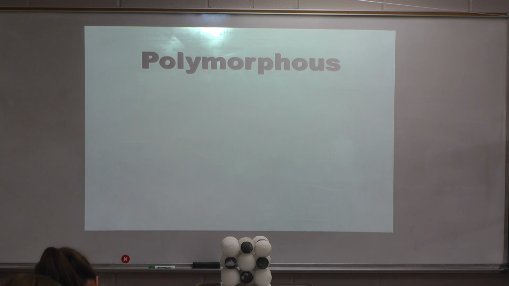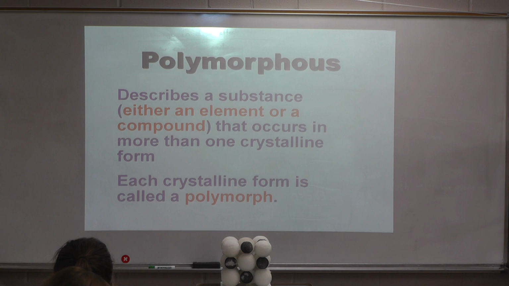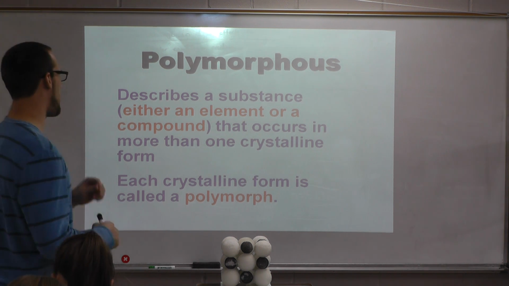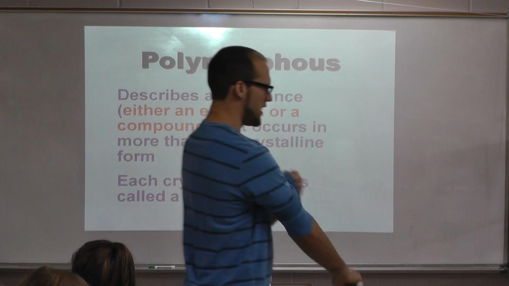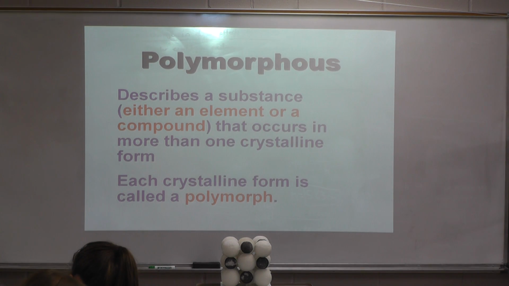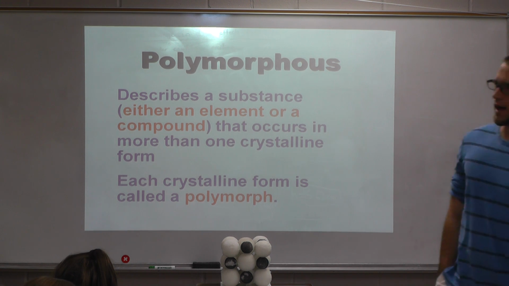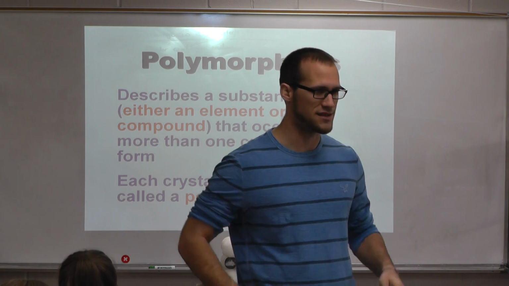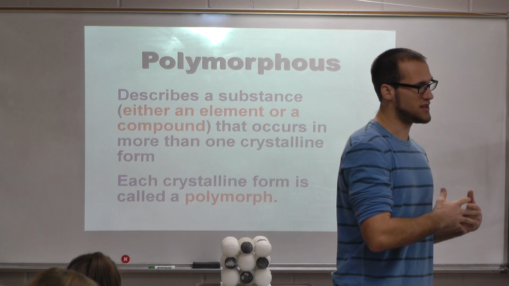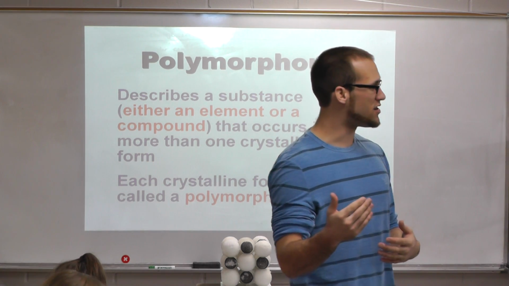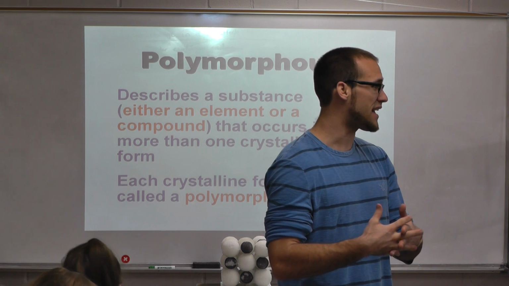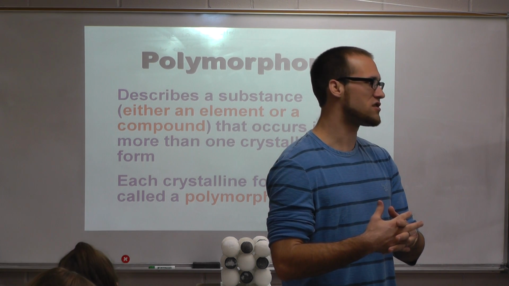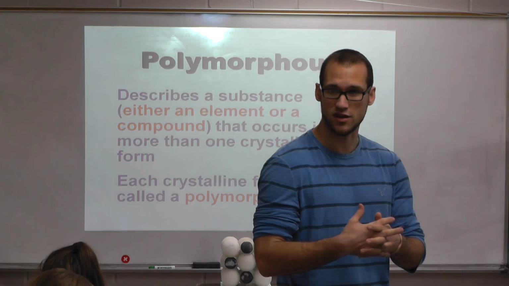So, polymorphous. Here's what I want you to know about polymorphous. Crystalline solids tend to be nicely ordered. They tend to be, if we're talking about ionic, really, really strong. But there are some solids that can actually have different solid forms based on their temperature. What I mean by that is, at a low temperature, it might have one type of solid structure, and then at a higher temperature, it might have a different type of solid structure. So they're not exactly the same. Still solids, but their crystals aren't the same, their crystal lattice or their structure.